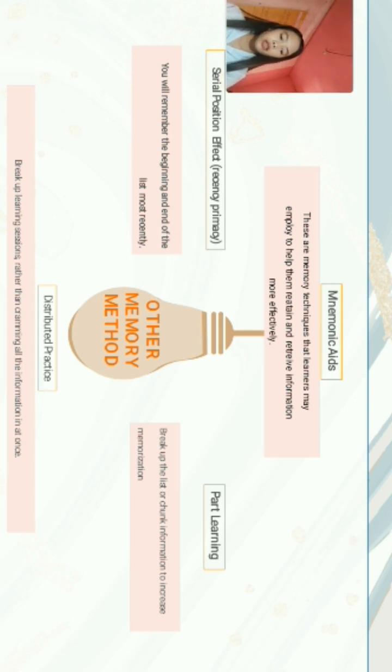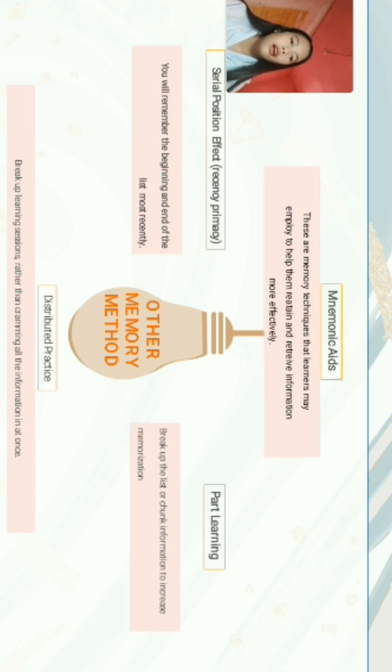So for example, may part sa enumeration nga enumerate the methods of retrieving information. Kung isulat na nato, mas mauna jud nato mainumduman katong first and the last. When we say primacy effect, ang focus ng information is nasa top, while the recency effect is in the middle.